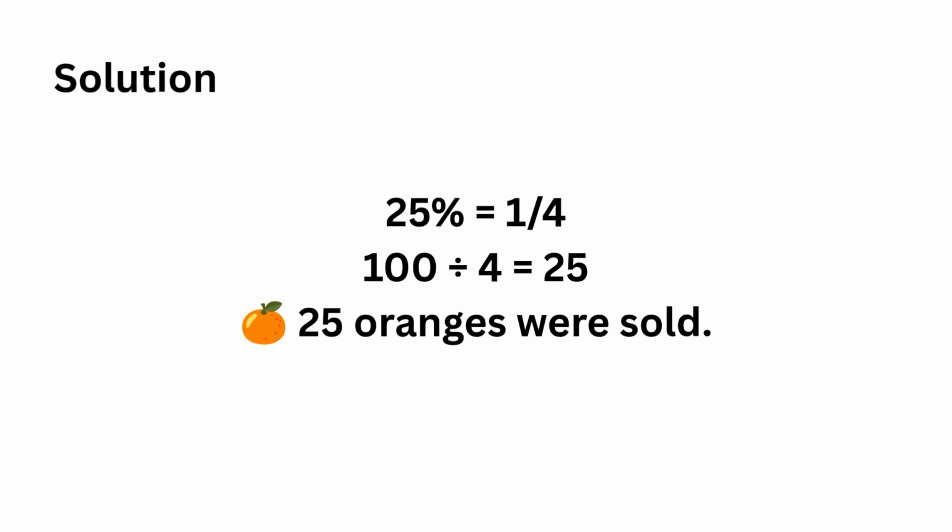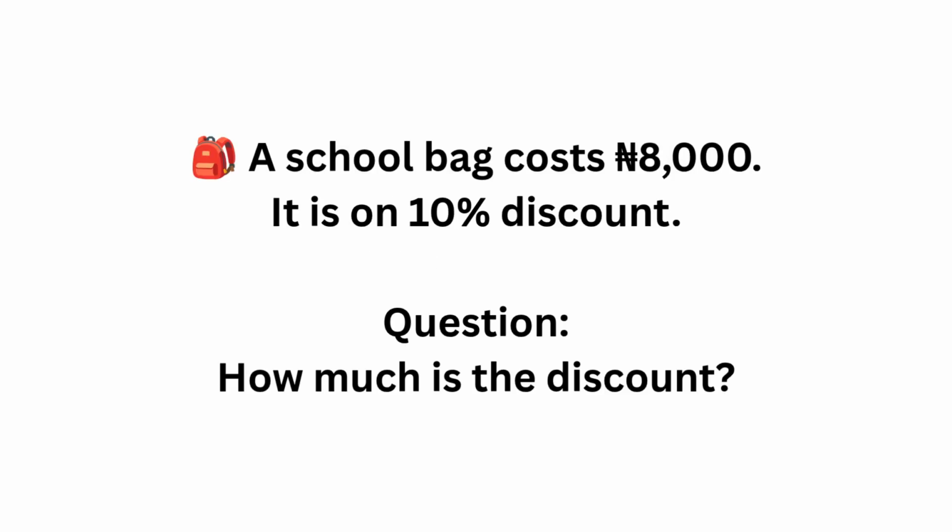So if 25% is 1 over 4, automatically it is 1 over 4 times 100, which gives us 25. That's 100 over 4. It gives us 25. So 25 oranges were sold. That's our answer. So now we are going to use money.